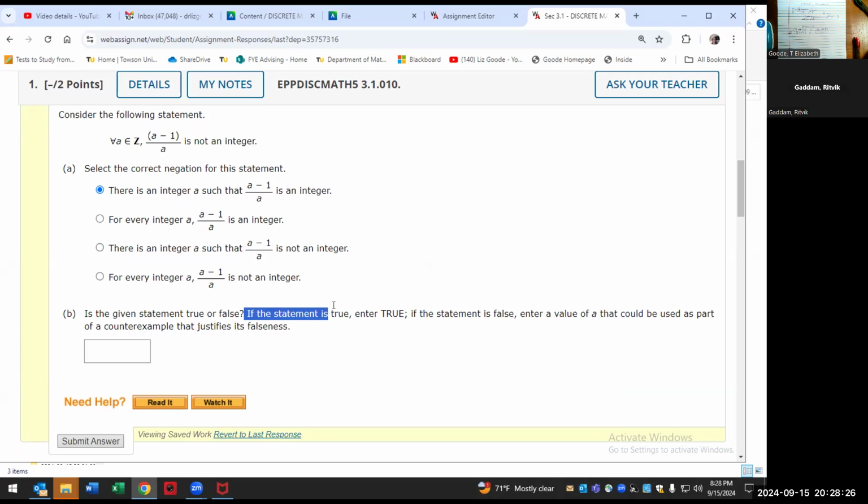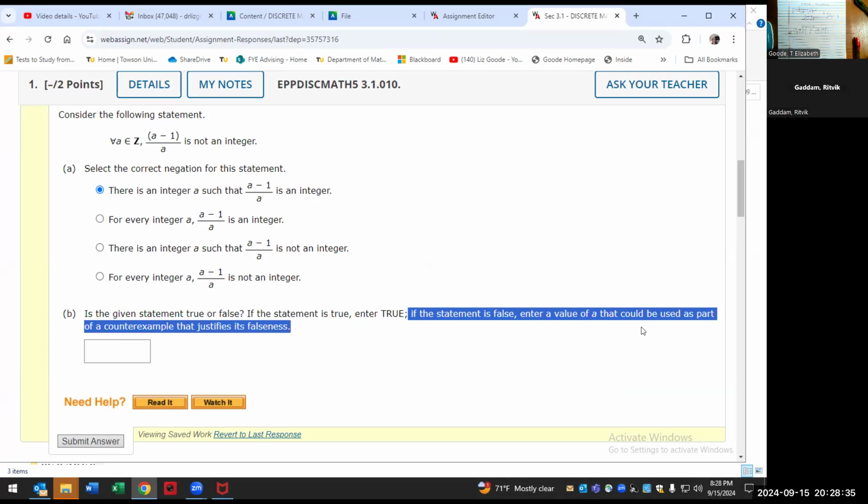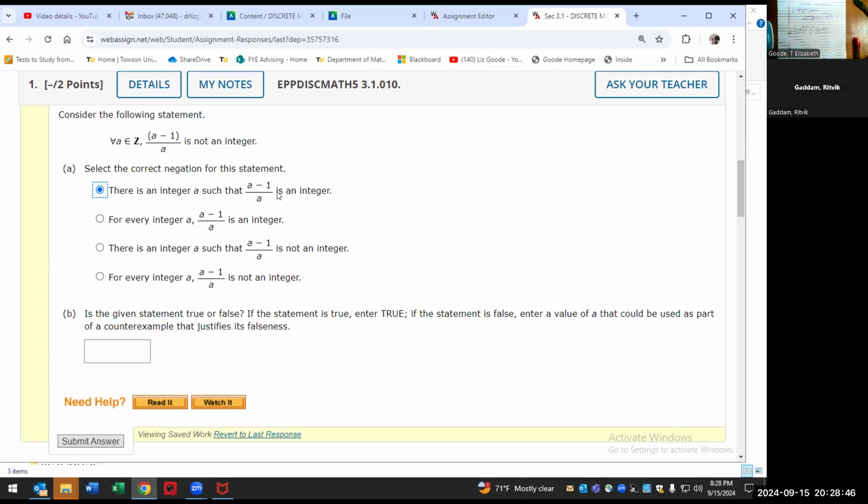Okay. So it says, if the statement is true, enter true. But if the statement is false, enter a value of a that could be used as part of a counterexample that justifies its falseness. In other words, find a value of a that would show that the negation is true. Can you find an integer a that makes a minus 1 over a an integer?